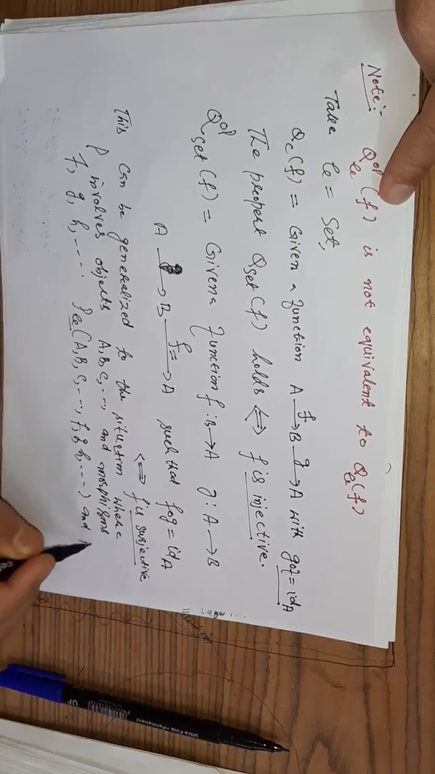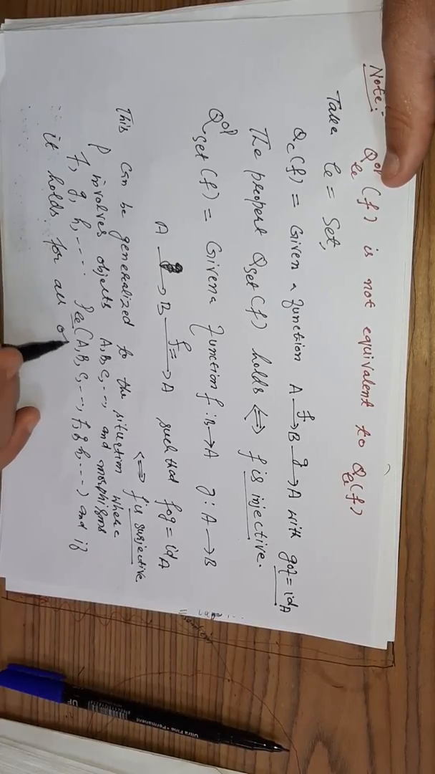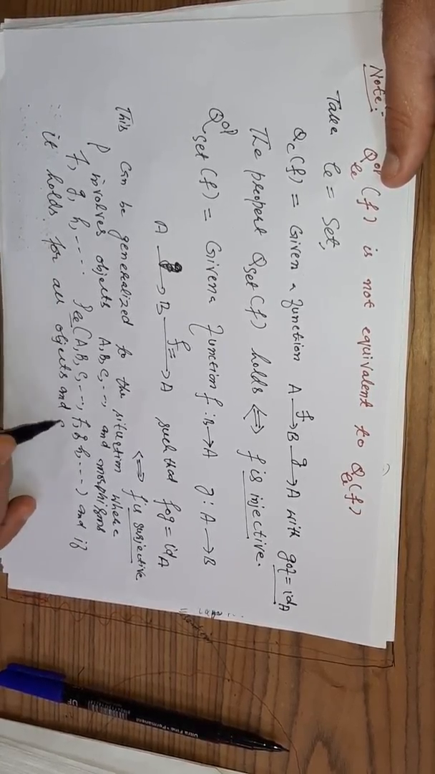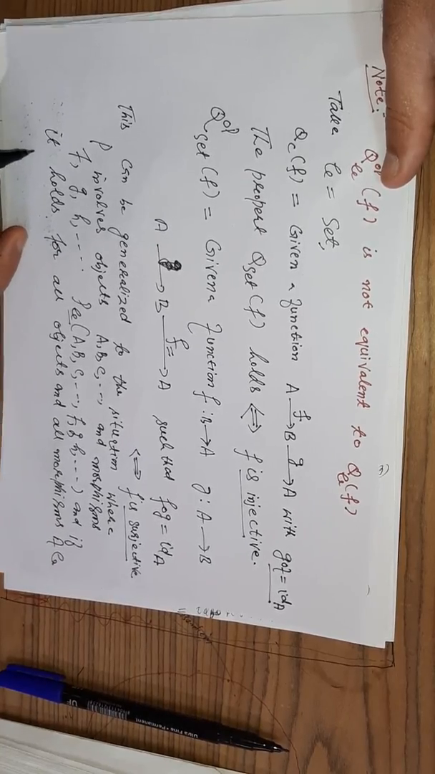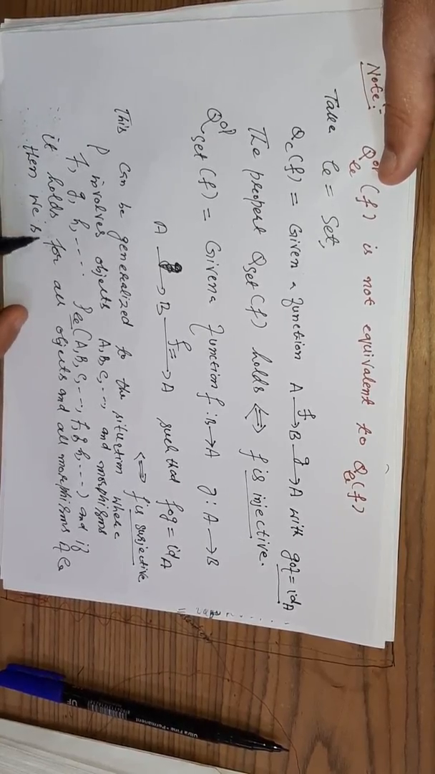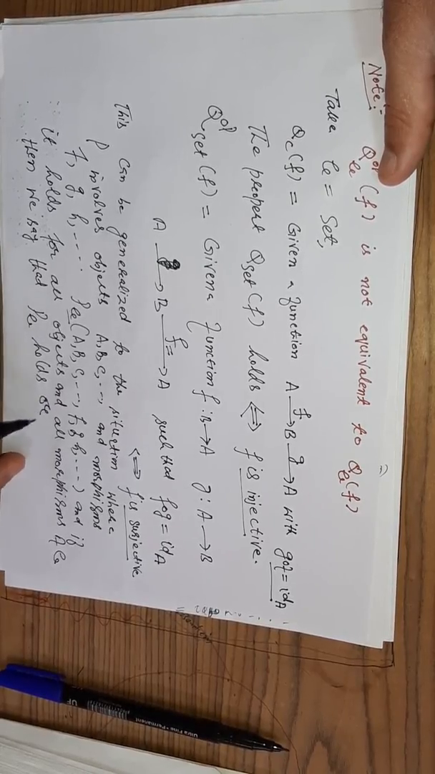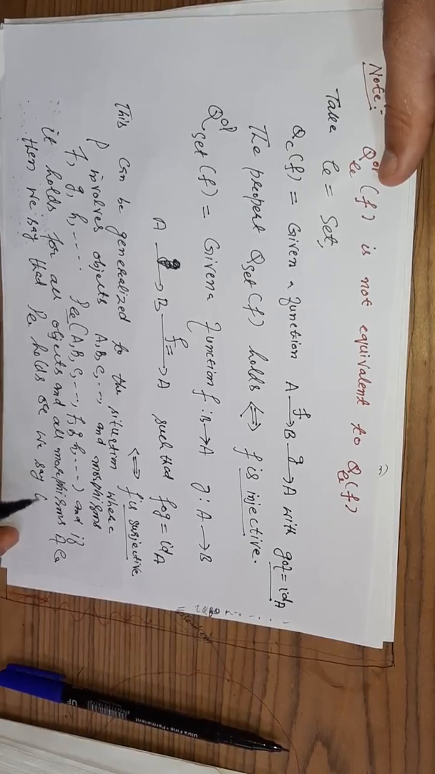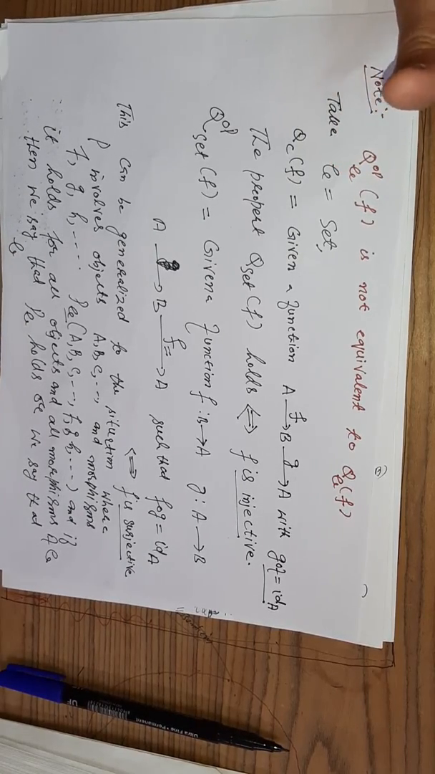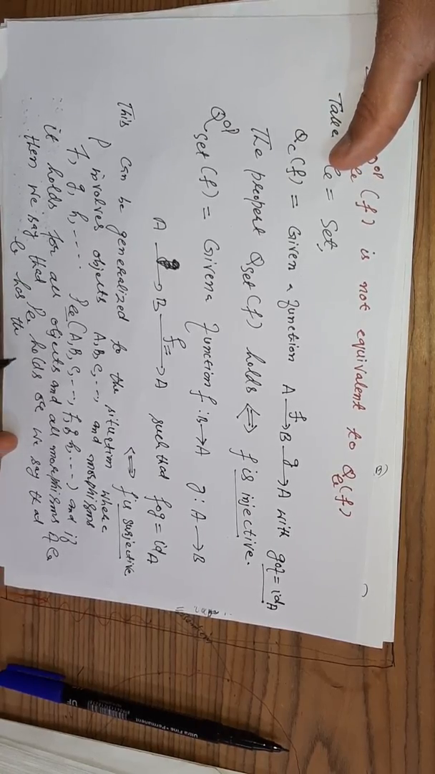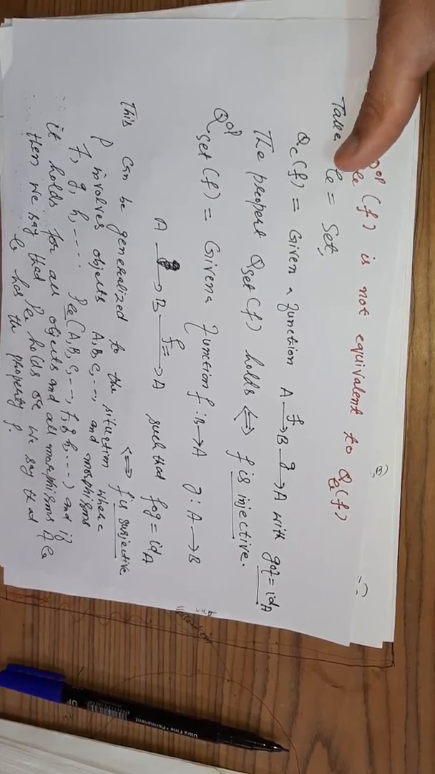And if it holds for all objects and all morphisms of C, then we say that the property P C holds, or alternatively we say that C has property P.